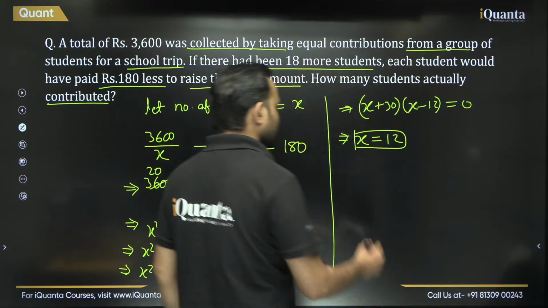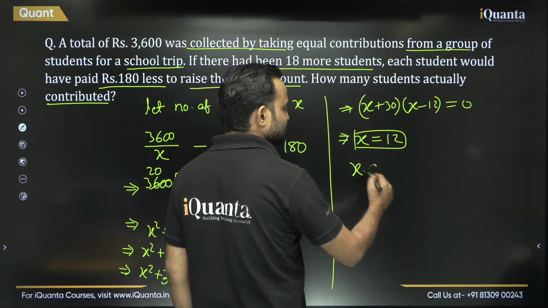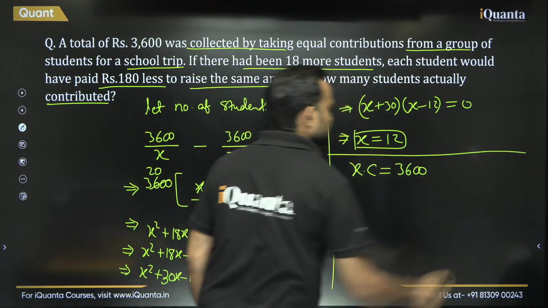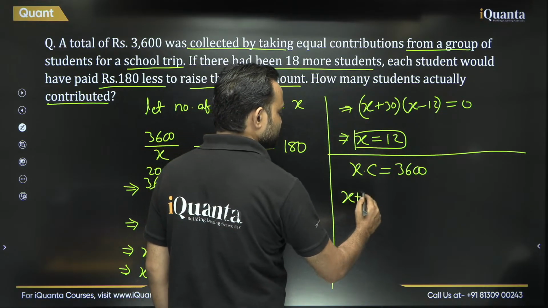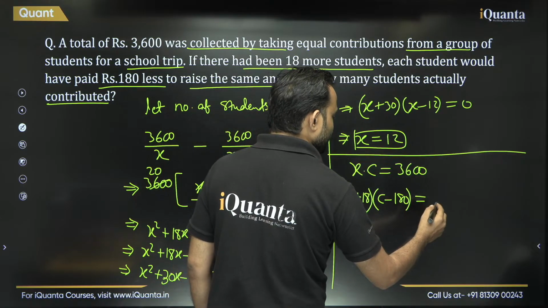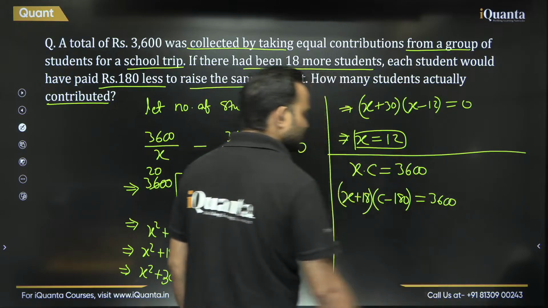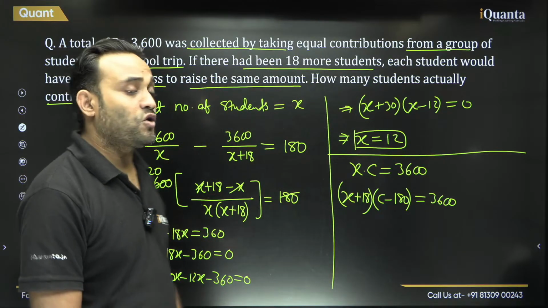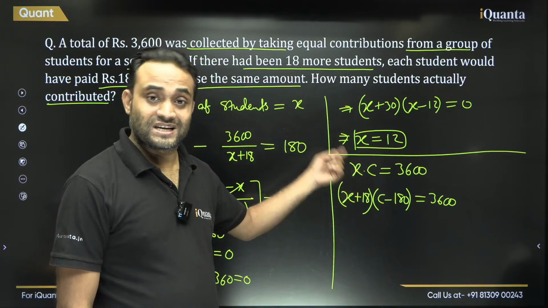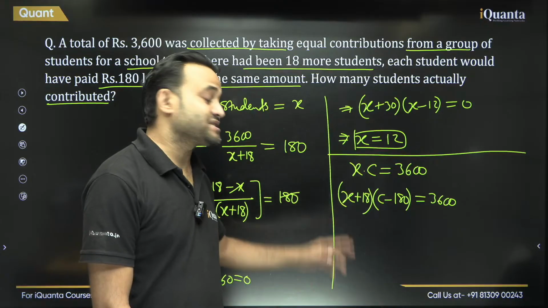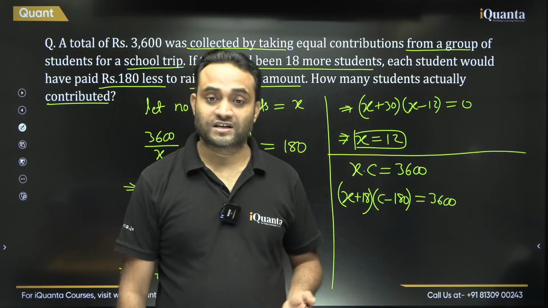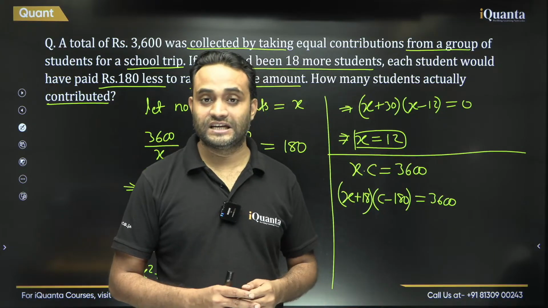Then you will have to see if x is the number of students and c is the contribution. x times c is 3600, right? x times c is 3600. x plus 18 into c minus 180 should be equal to 3600 as well. Now you need to check that out of all the factors of 3600, x is number of students, x will be a factor of 3600. x plus 18 is also a factor of 3600. So what are the two factors of 3600 where difference is 18, right?